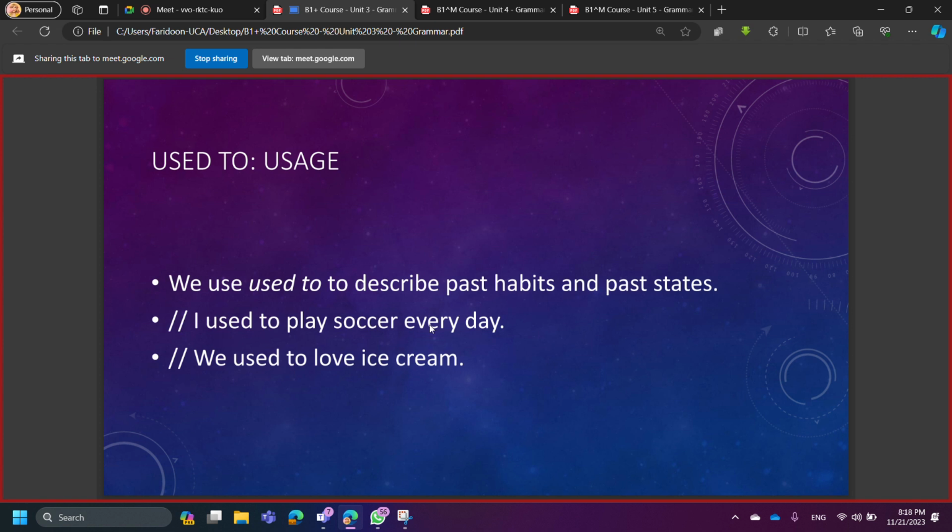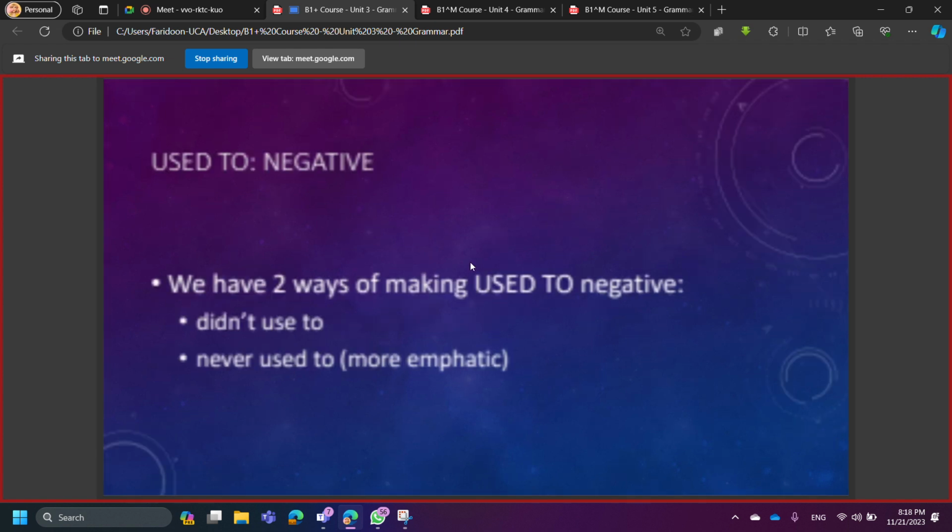The first one is the example of a past habit, actually. So I used to play soccer every day. This is a habit that you had in the past, and now you don't normally play soccer. And another one is the state. We used to love ice cream, meaning we loved it in the past, but now we don't really love it. So the usage of used to is very easy to talk about past habits and also to talk about past states.